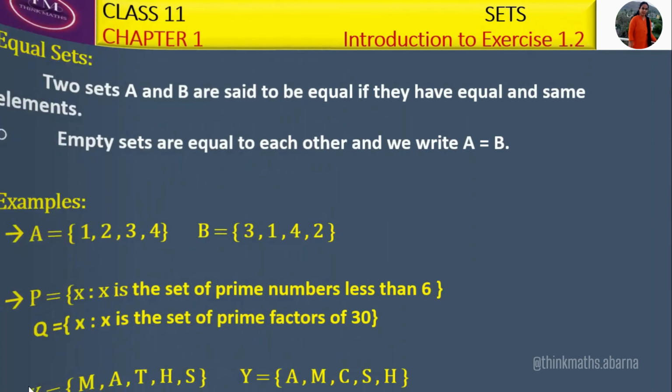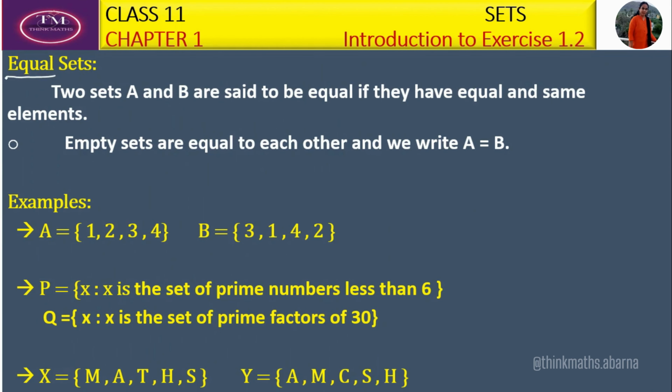So we move on to the next topic, equal sets. As the name suggests, we can take two sets. Two sets A and B are said to be equal if they have equal and same elements. The count should be equal and the elements should also be the same. Then the sets are said to be equal. Empty sets are equal to each other. We write it as A equal to B. That is, A will be equal to B or B will be equal to A.